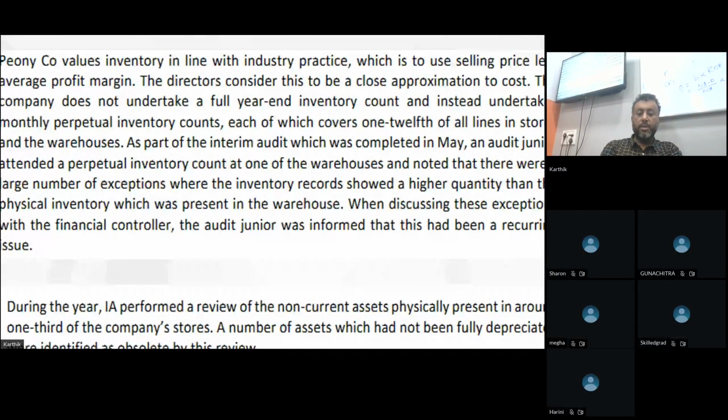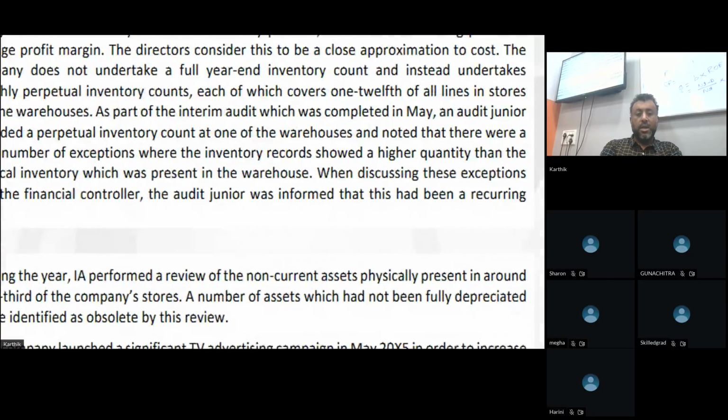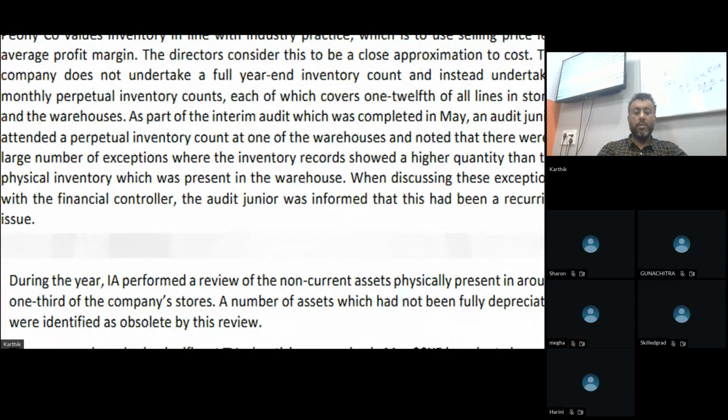Audit junior attended perpetual inventory count at one of the warehouses and noted that there was a large number of exceptions. What does it say? The inventory record in hand shows 1000 bottles of coke, but when you look there, there are 600 bottles. That's what it says. So what is the problem there? That was done during the interim audit.